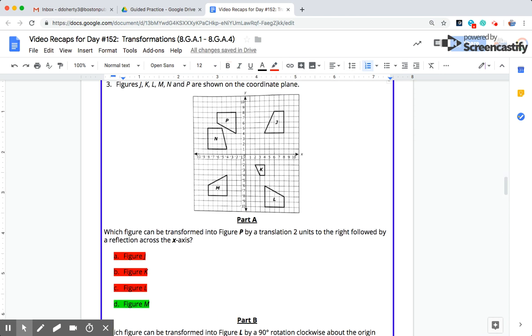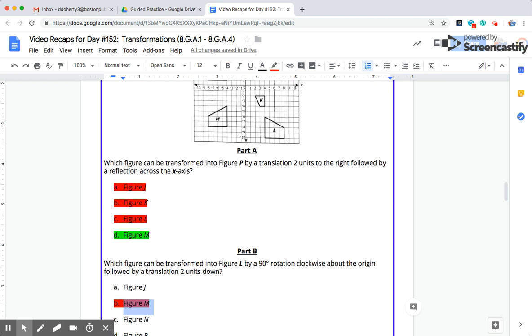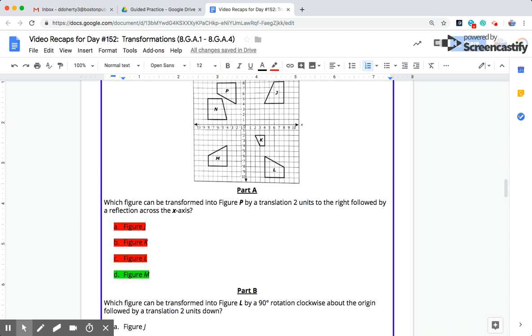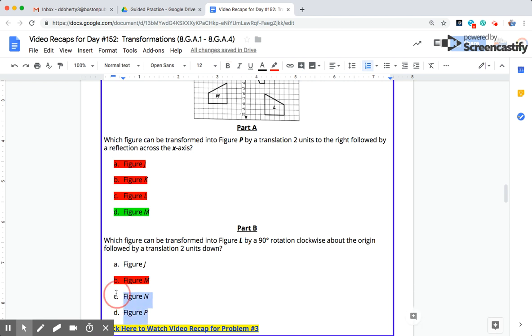Figure N, up here, and figure P, both of them, if we go 90 degrees clockwise, will only end up in quadrant 1. They would only shift 1 quadrant in a clockwise rotation, so they wouldn't be anywhere near L. So that gives me more confirmation that J, when I rotate it 90 degrees and then move it 2 more units down, will line up with L. It's the only possibility that really works here.